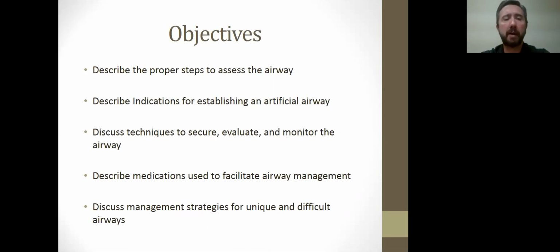And then we're going to talk about management strategies for unique and difficult airways. Also, we will have a specific skills session where we will accompany this didactic presentation along with our training at a later date.